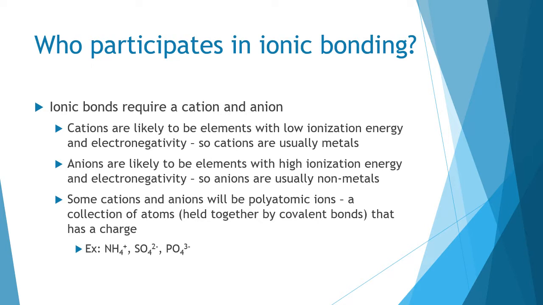There are, of course, some exceptions to both these rules, those exceptions being the polyatomic ions. Polyatomic ions are a collection of atoms held together by covalent bonds. Most of the polyatomic ions involve nonmetals, although there are a few, such as the permanganate ion, that involve metals as well. Some examples of possible polyatomic ions that you might see include the ammonium cation, the sulfate anion, and the phosphate anion, to name just a few. There are many polyatomic ions, so keep an eye out for them.